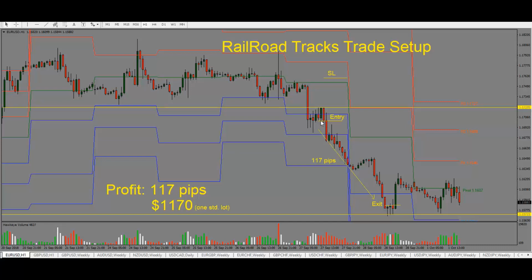Our entry can be either at the close of this candle, or we can look for a bit of a pullback here. And our stop would go on the other side of these candles here because sometimes price can push up higher before it continues lower.